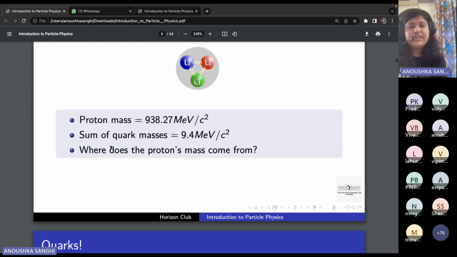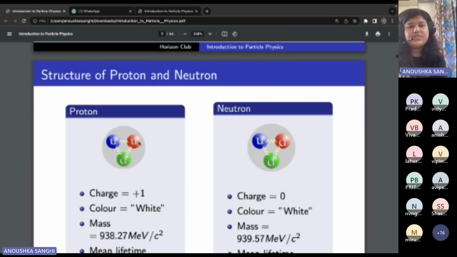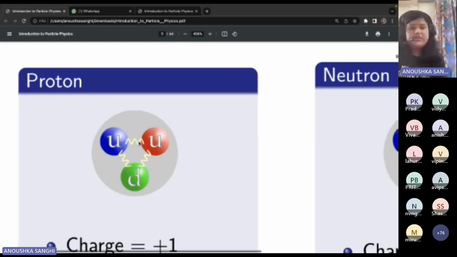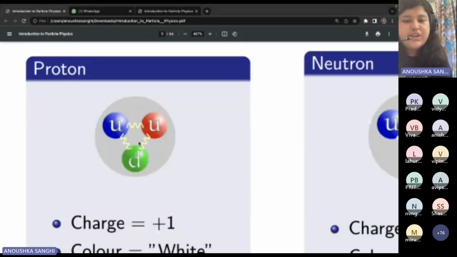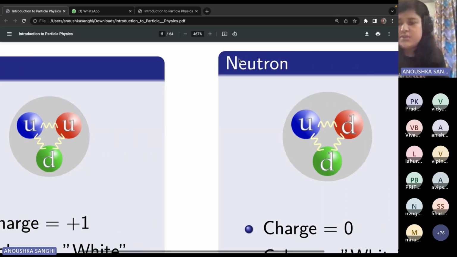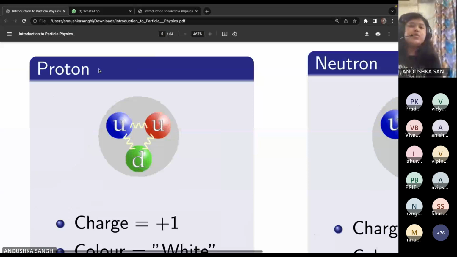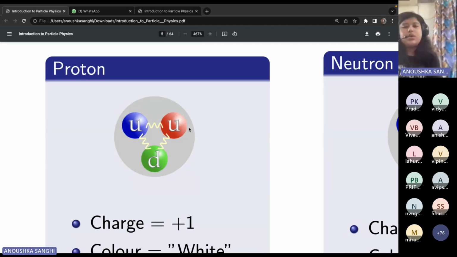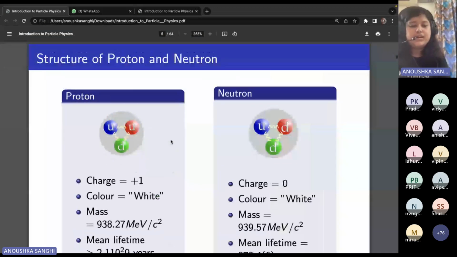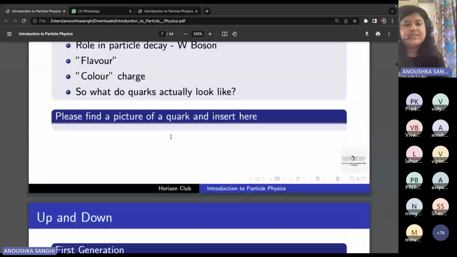If we see the proton structure, you can see that it is made of two up quarks and one down quark, and the neutron is just the opposite, made of two down quarks and one up quark. So why is it two up? We can also explain this by charge conservation. We know that the up quark, as it is in this slide, yeah.